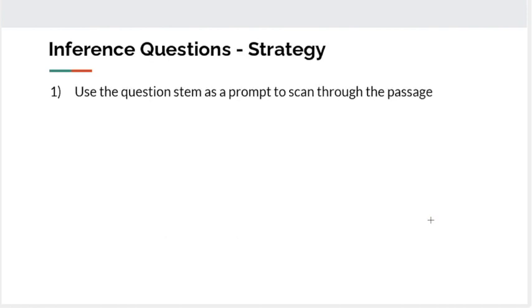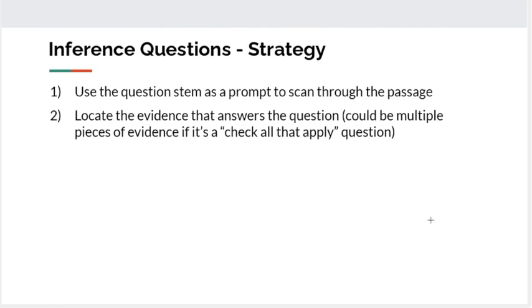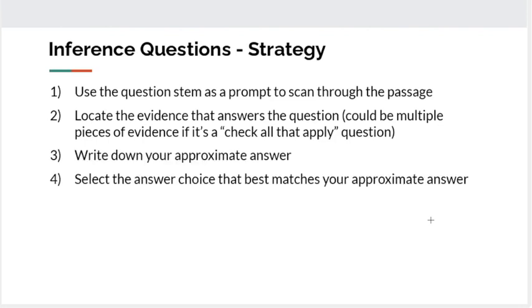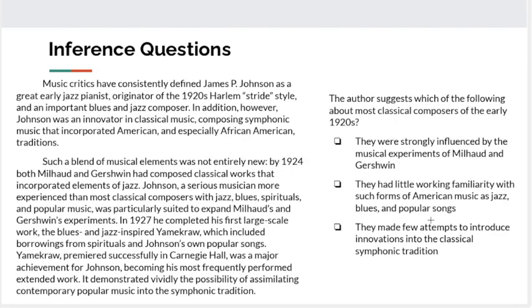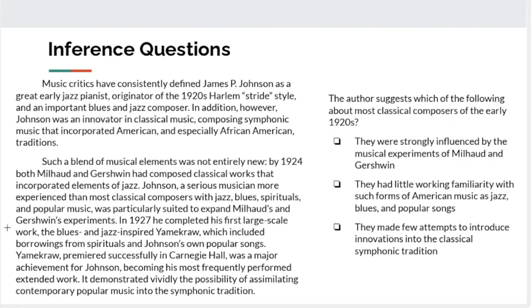So the strategy for dealing with inference questions is quite a bit like the strategy for dealing with detail questions. We want to use the question stem as a prompt for scanning through the passage. We want to locate the evidence that answers the question. It could be multiple pieces of evidence if it's a check all that apply question. Then come up with an approximate answer and select the answer choice that best matches your approximate answer. So let's look at our first example.